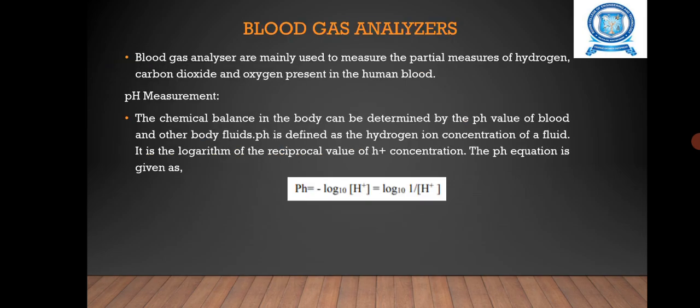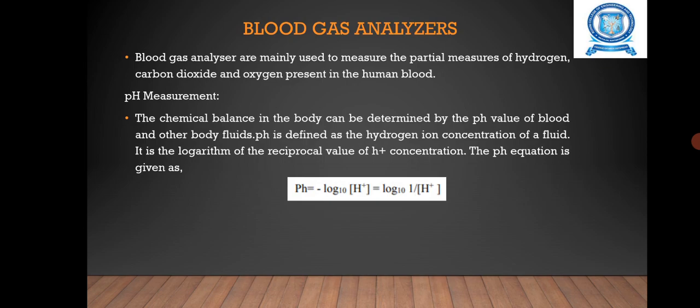Objective: to learn about the concepts of blood gas analyzers and non-invasive monitoring. Blood gas analyzers are mainly used to measure the partial pressures of hydrogen, carbon dioxide, and oxygen present in the human body. Then we are going to see the pH measurement. Here, the chemical balance in the body can be determined by the pH value of blood and other fluids.